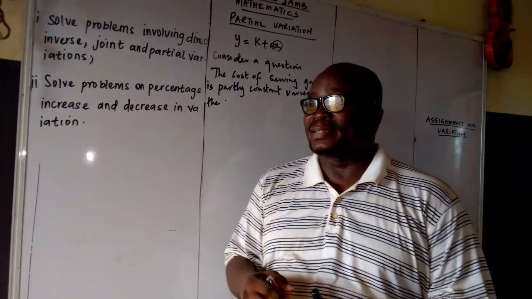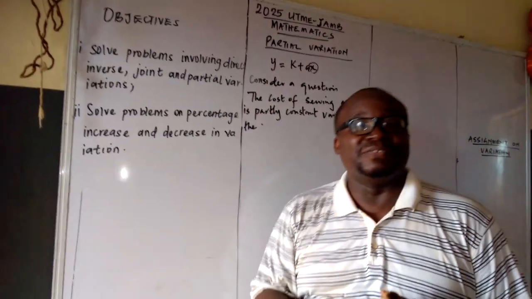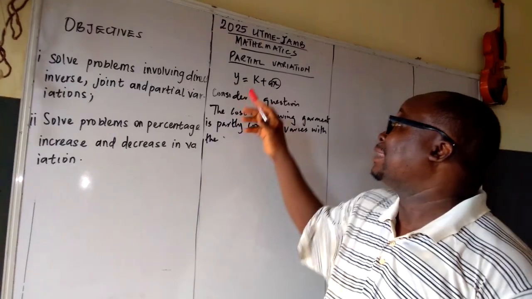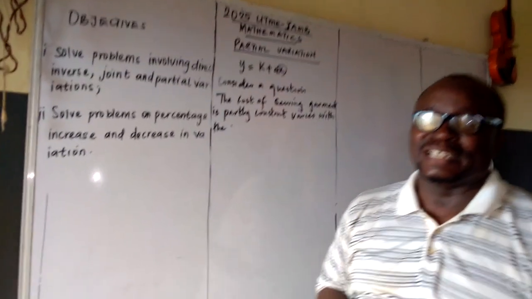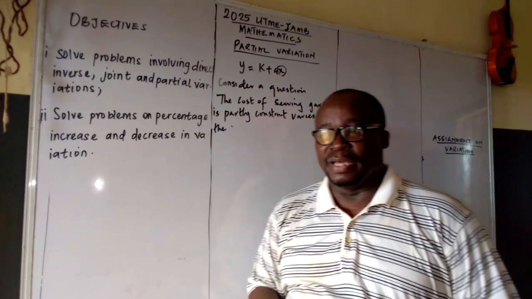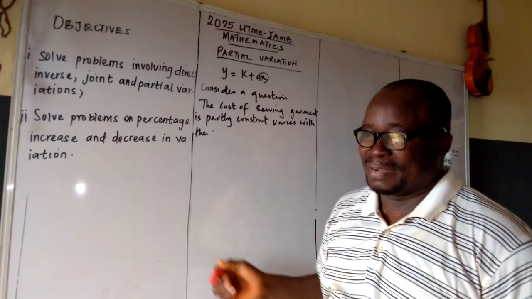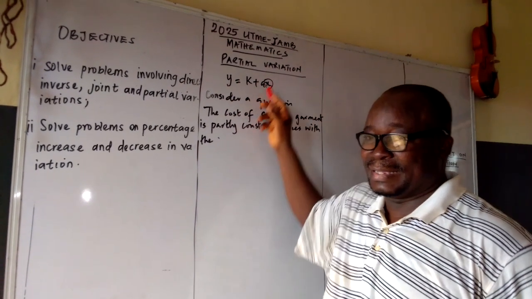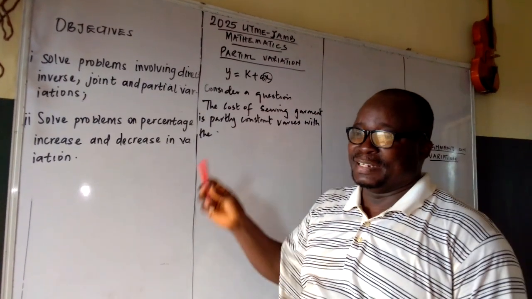Welcome to the last aspect of variation. After treating direct variation, inverse variation, and joint variation, we want to look at the last part that we call partial variation. When the variation is expressed as a sum of terms, we refer to that type of variation as partial. For instance, if I have y is equal to a plus ax, we read it as y is partially constant and partially varies with x.